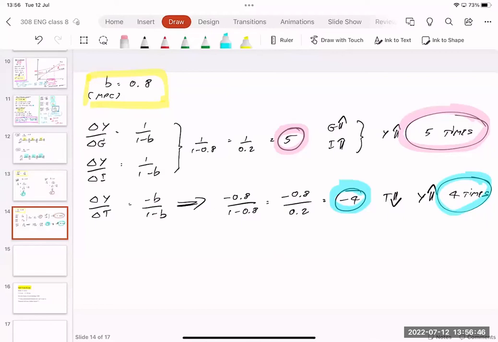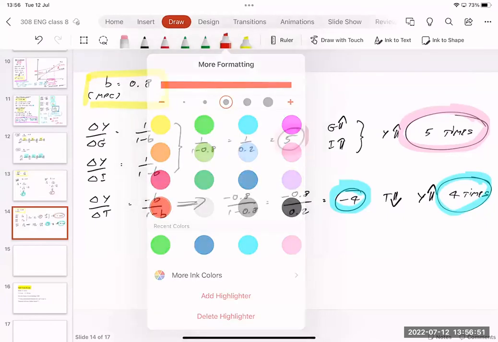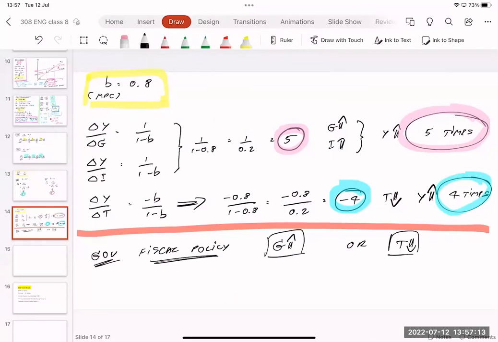So what you can learn from here is, if you focus on government fiscal policy, when the economy is bad, if you are the government, you want to know which one is better: spending more or taxing less. Which one is better? Spending more or taxing less.